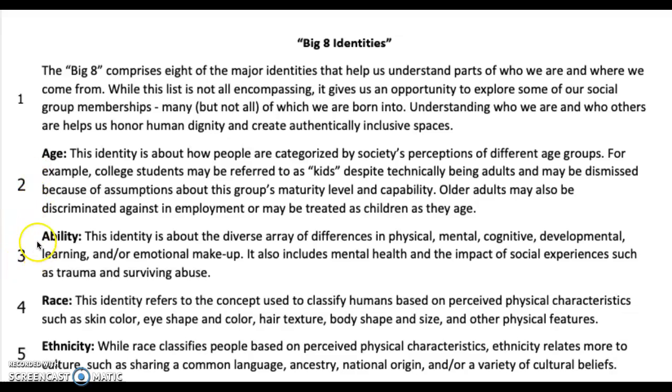In paragraph 3, we will read about ability. This identity is about the diverse array of differences in physical, mental, cognitive, developmental learning, and/or emotional makeup. It also includes mental health and the impact of social experiences such as trauma and surviving abuse.